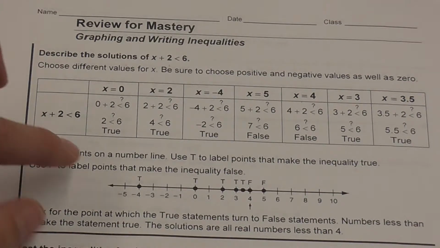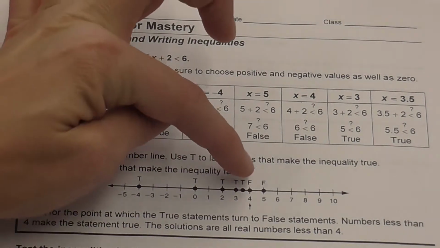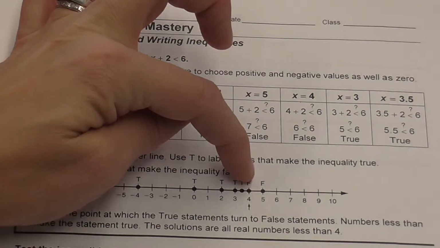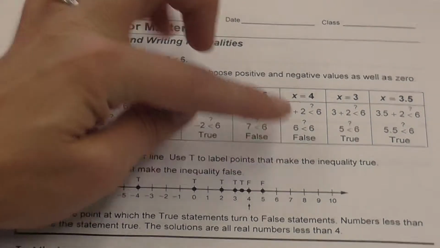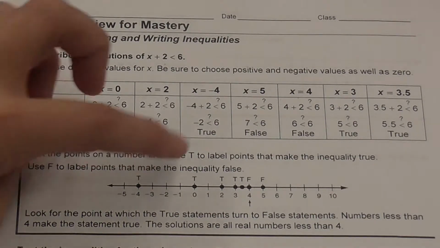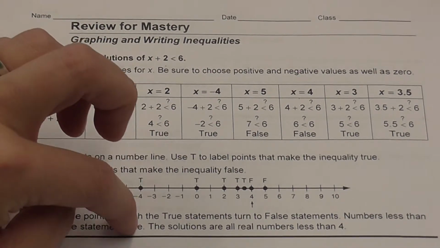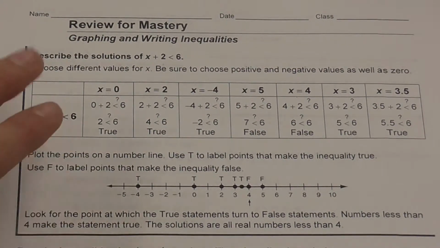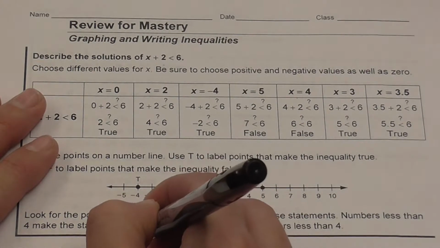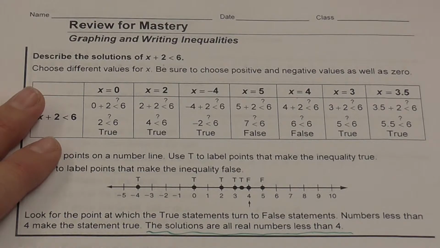So if you plotted all those points on a number line, we can see we have true, true, true, true, true, and then starting here, we turn false, and above that, we're also false as well. So when you look at the points where the true statements turn to false, anything that's less than 4 makes the statement true. So the way to describe the solutions is this little thing right here. The solutions are all real numbers less than 4.